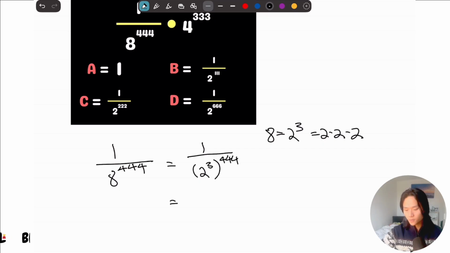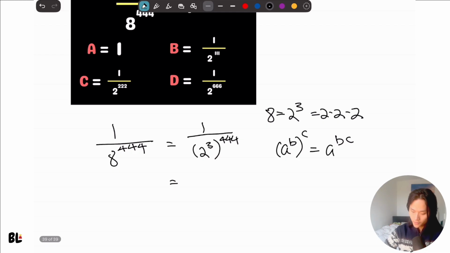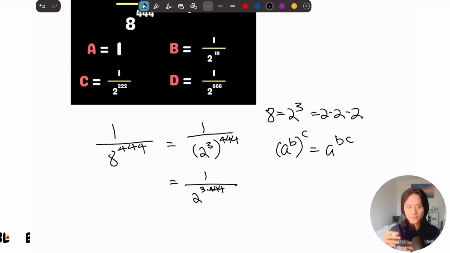So there's a rule in dealing with indices, exponents, that if we have a raised to the power of b, the whole thing in brackets, and then another power of c on top of the whole thing, we treat it as a raised to the power of b times c. So in our case, b is 3 and c is 444. So we can just write it as 1 divided by 2 to the power of 3 times 444.